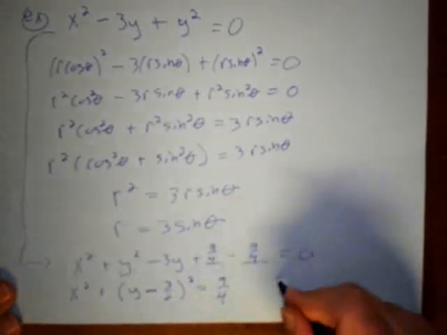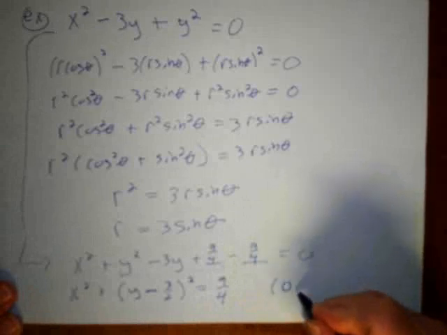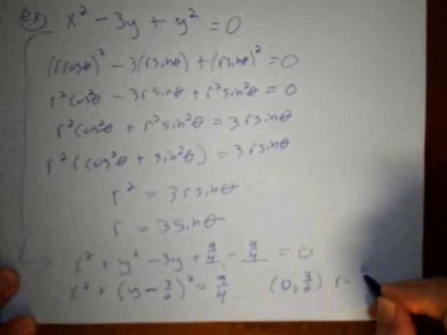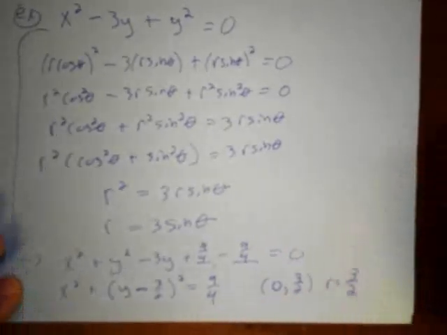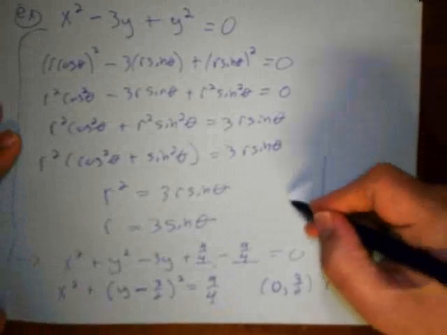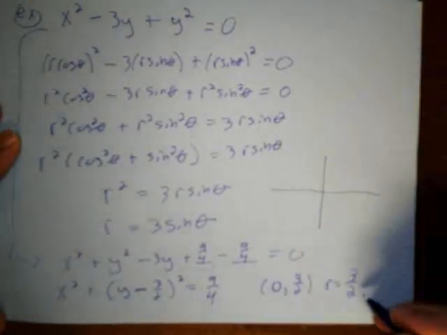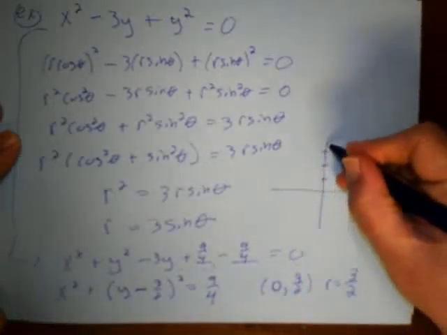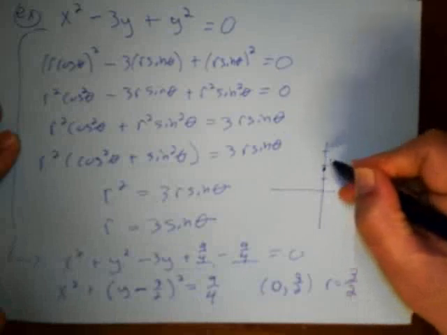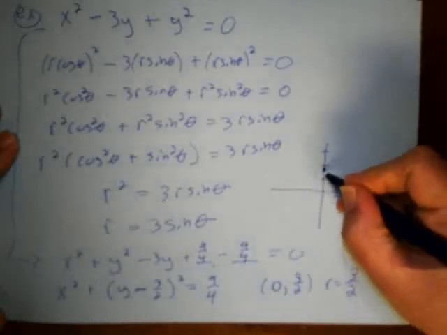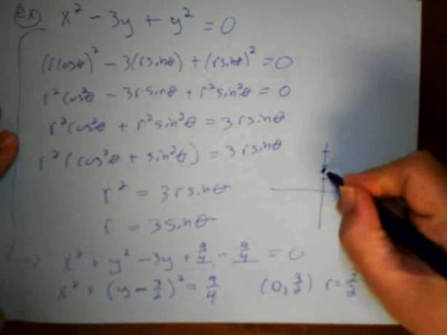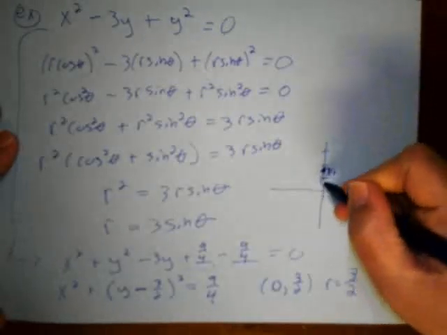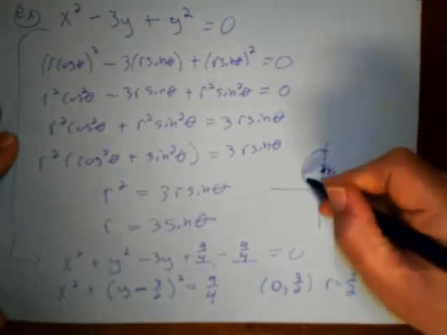Okay, so this would be a circle that has a center (0, positive 3 halves), and a radius of 3 halves. And if I draw a graph of this, the center is, so 1, 2, 3. So the center is 3 halves. It's like 3 right here, 3 halves, and the radius is 3 halves. So this is a circle that looks like this.